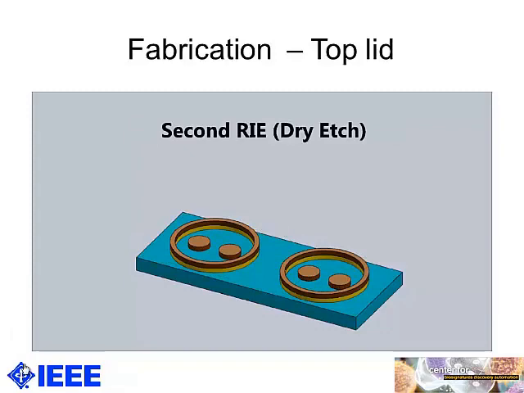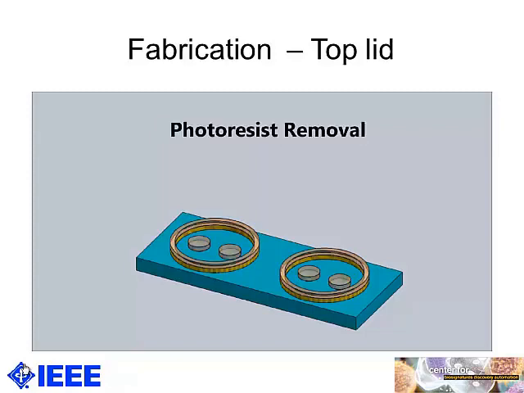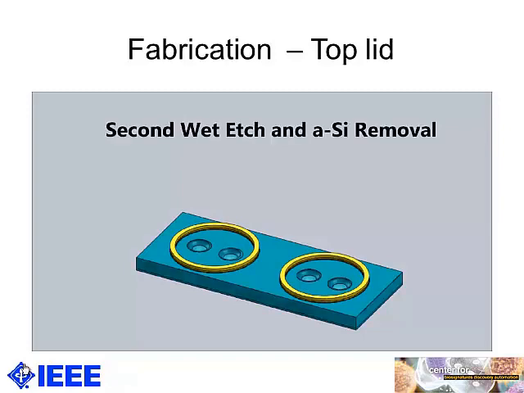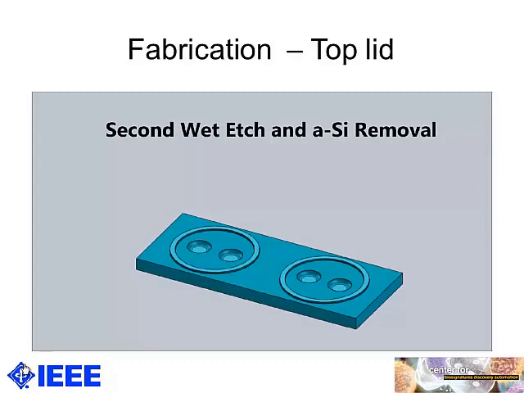Yes. And when the patterns from the photoresist are transferred to the remaining amorphous silicon layers, we remove the photoresist, and then use it as the hard mask, and then do the second wet etch. So if we remove all the remaining amorphous silicon, we'll have a structure like this.